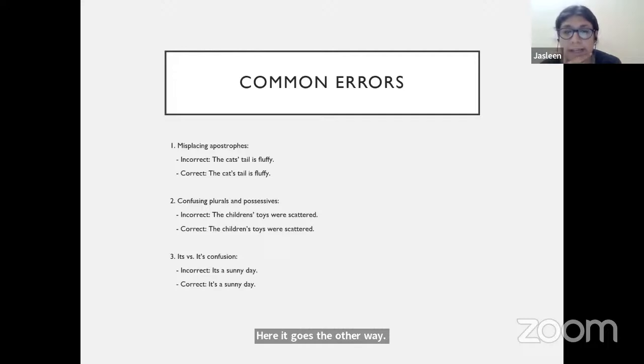If you see in the second example, children's, there is no word that exists that is children's with the apostrophe after the s. It doesn't exist because children is already a plural noun. So we can't make it more plural by adding s. Okay.